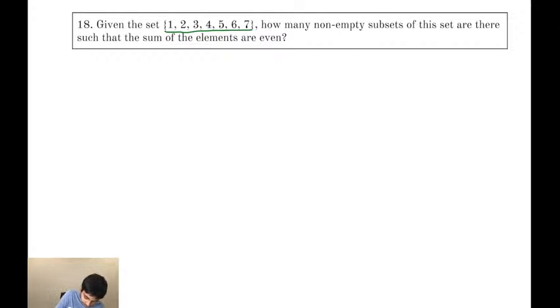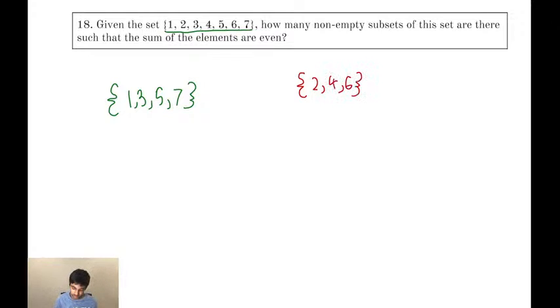So notice that, let's break it up into 2 different sets. 1, 3, 5, and 7. We're breaking it into 2 different subsets. And 2, 4, and 6. So now we've broken it up into two different subsets. We want the sum of all the elements we choose to be even, right?